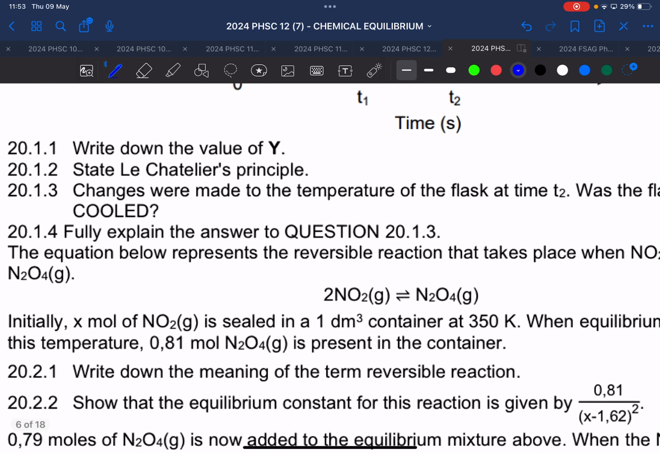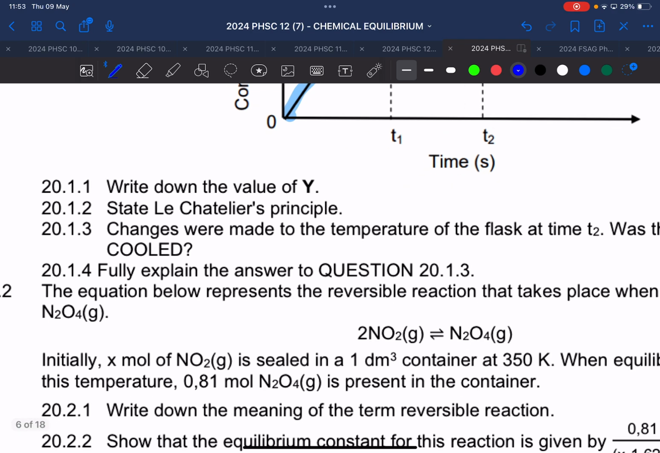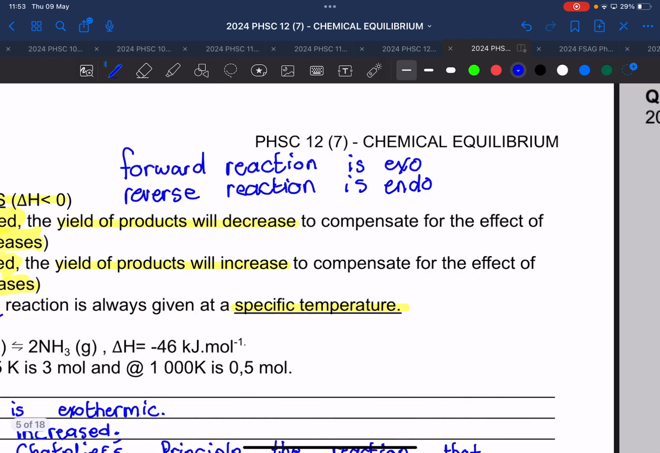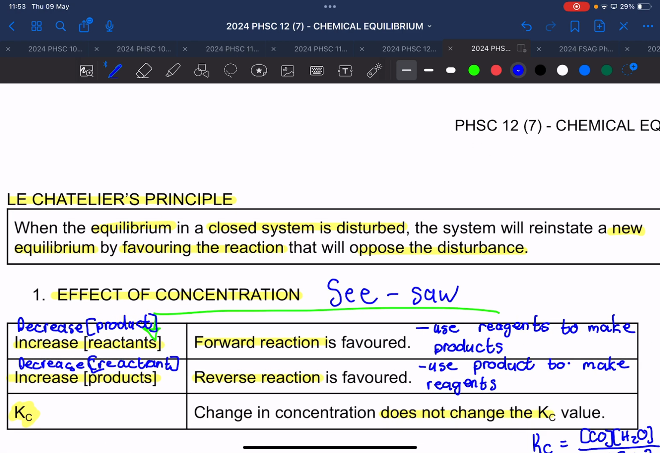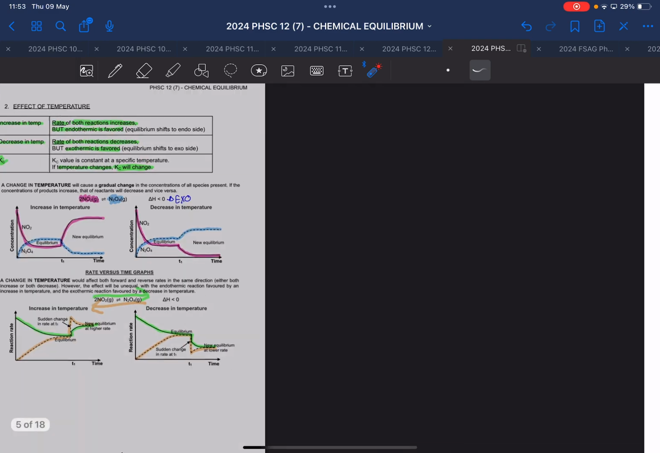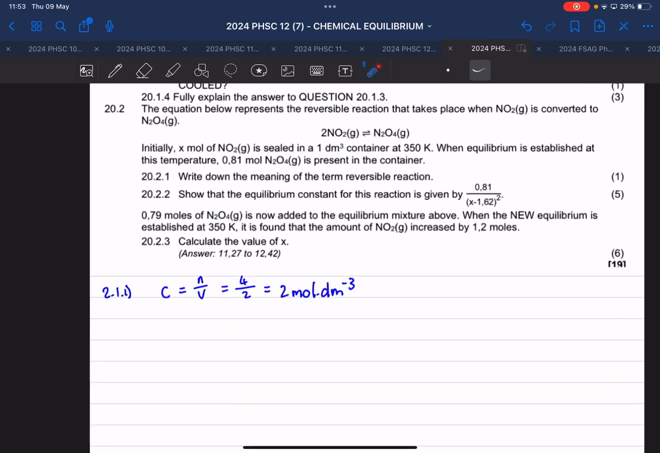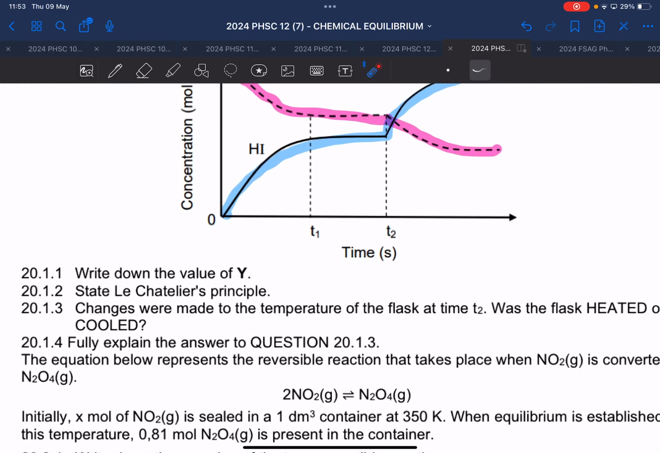Okay, so state Le Chatelier's principle. The definition that you will learn for the exams: when the equilibrium in a closed system is disturbed, the system will reinstate a new equilibrium by favoring the reaction that opposes the disturbance. Le Chatelier's principle, definition, learn it.